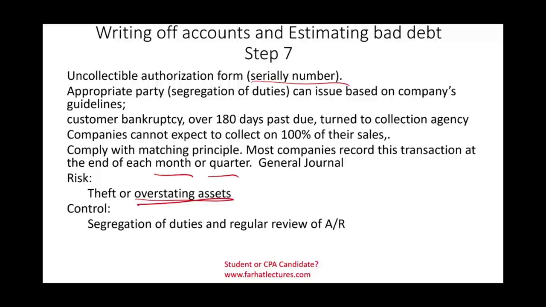Control, segregation of duties. People that should be able to write off these accounts should have no incentive. You should not give them incentive or opportunity to be able to commit fraud. And regular review of account receivable. A third person, an independent person, should review account receivable on a regular basis to make sure our assets are not overstated.